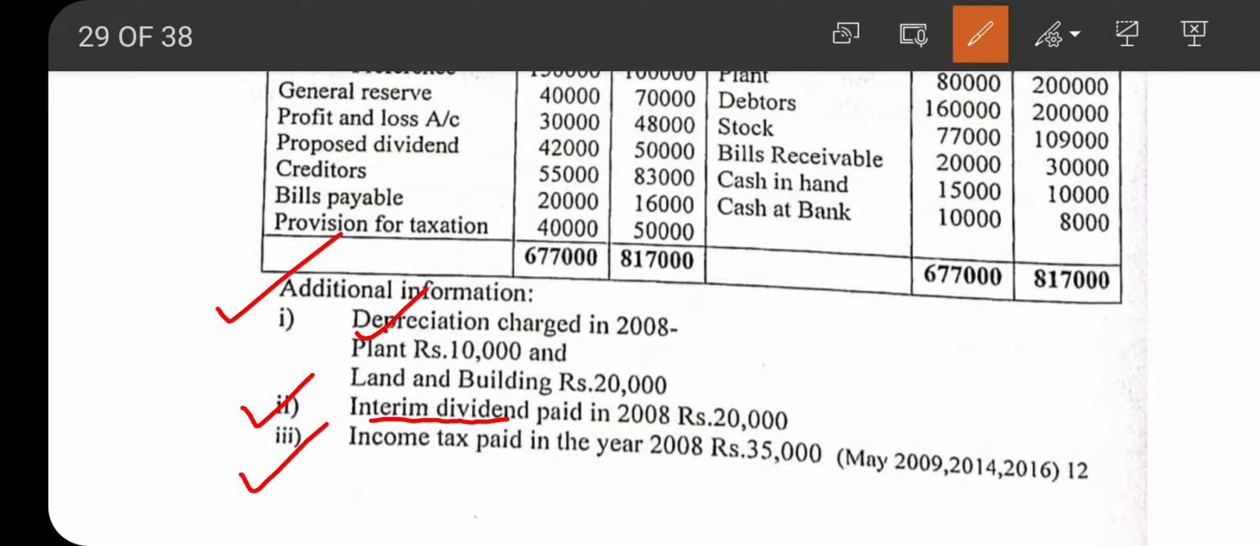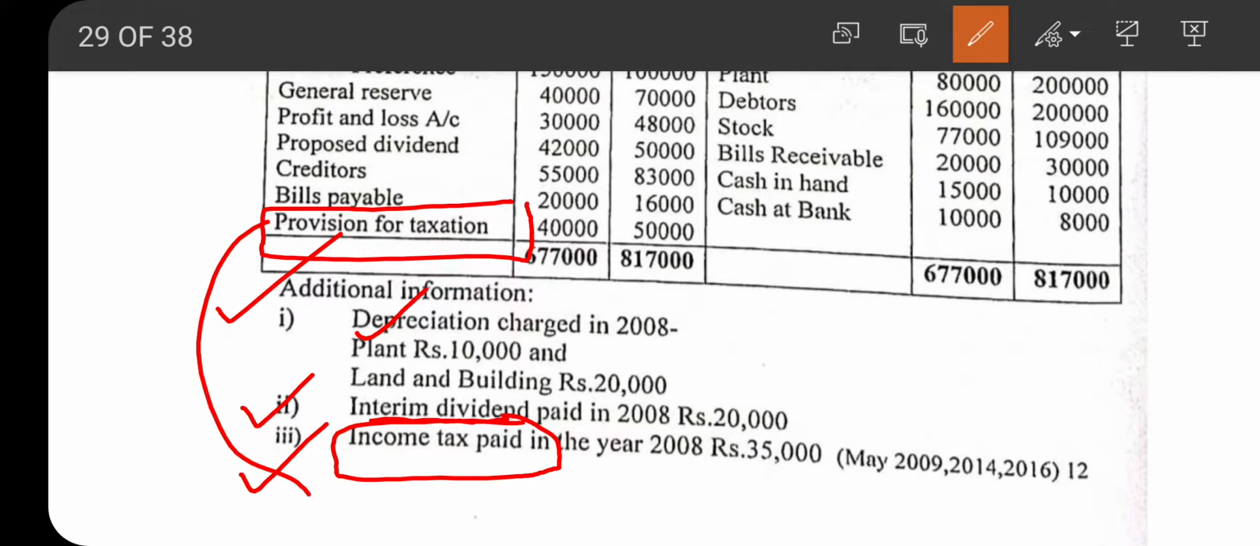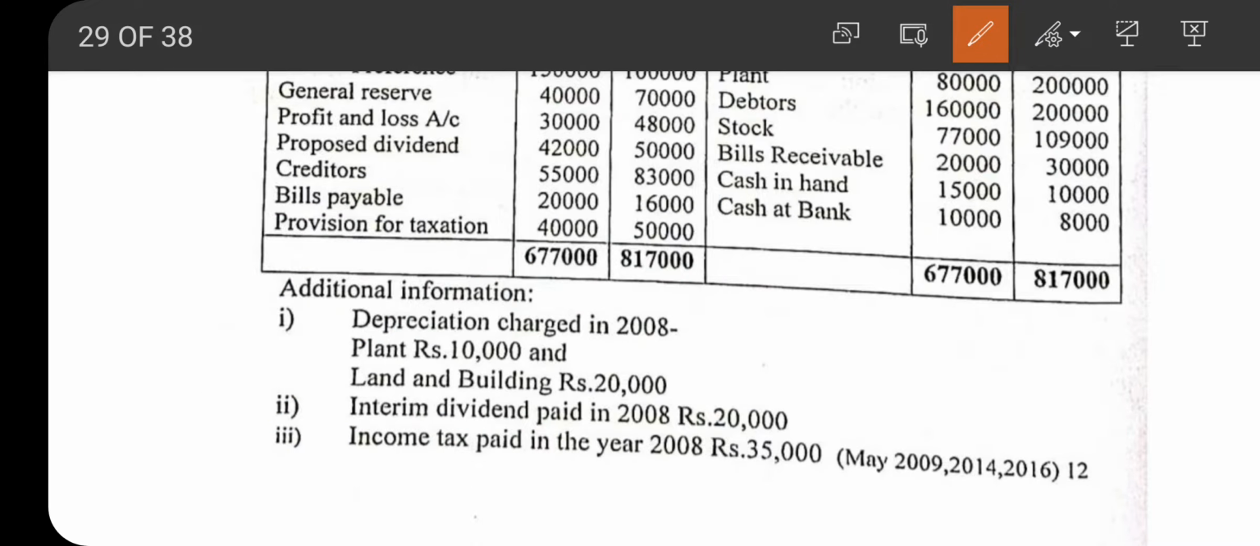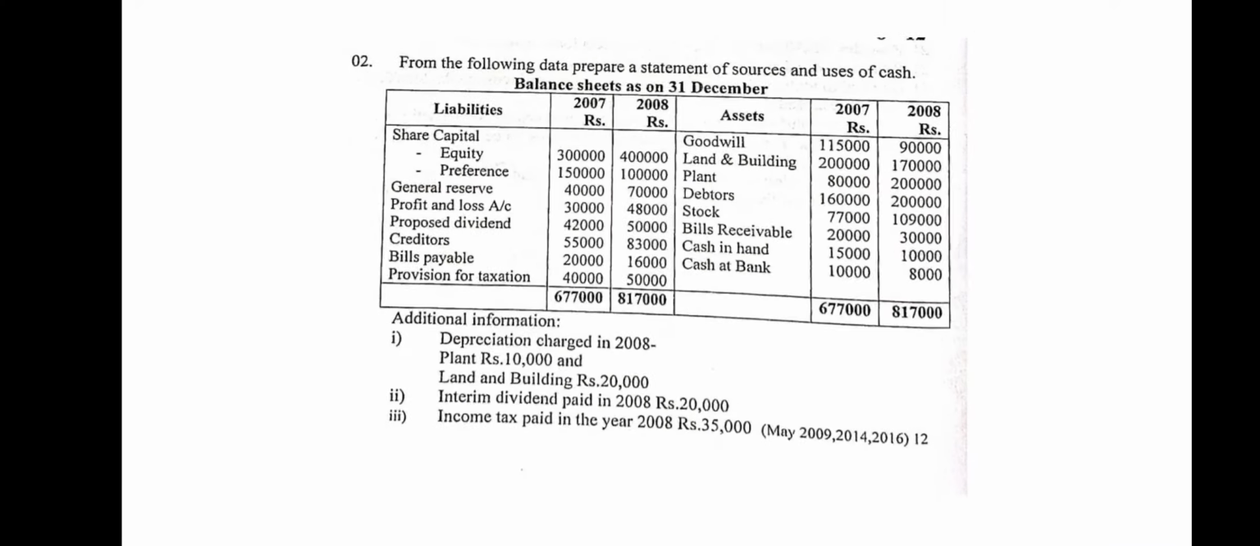Income tax paid in the year 2008, rupees 35,000. So they have paid income tax. When we are preparing the provision for taxation account, we should show the adjustment for income tax paid. And income tax paid is a non-operating expense. When we are preparing cash flow from operations, at the end we need to deduct the income tax paid. That amount we need to deduct.